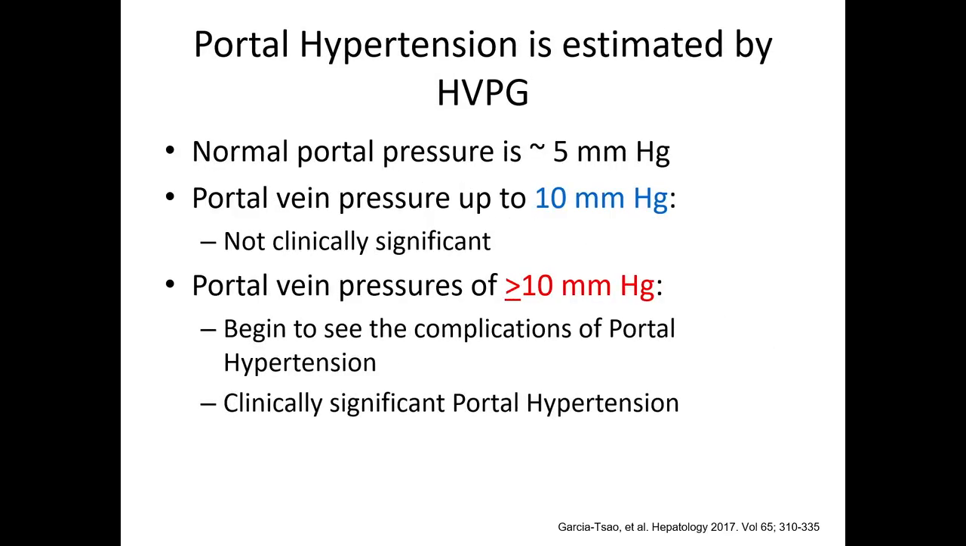And portal hypertension itself is estimated by the hepatic venous pressure gradient. Normal pressure within the portal system is about 5 millimeters of mercury. Any portal pressures up to 10 millimeters of mercury are considered portal hypertension, but not clinically significant. Once the pressure is equal to or greater than 10 millimeters of mercury, you begin to see the complications of portal hypertension, and it is also referred to as clinically significant portal hypertension.